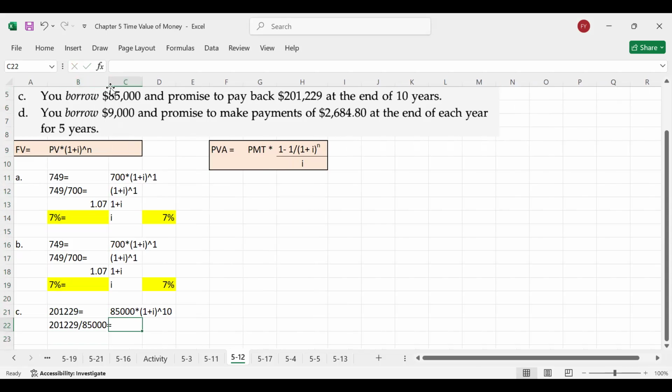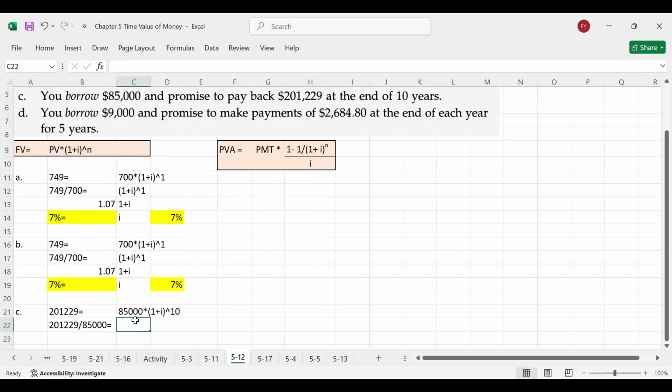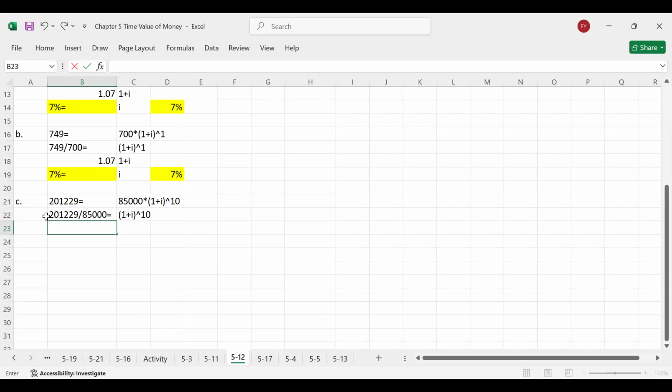So here you have 1 plus I, that is interest rate, which is missing, and 10. So when you divide this amount by 85,000, on the other side, you have 1 plus I raised to power 10.